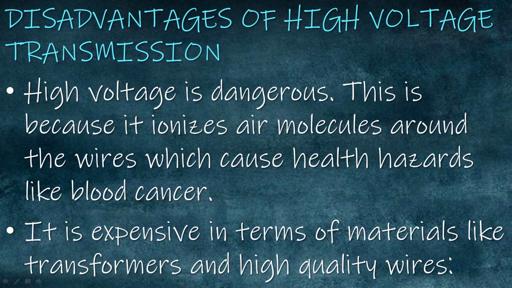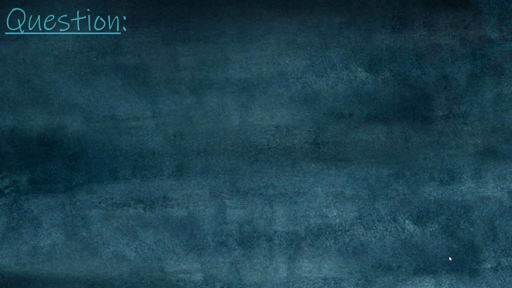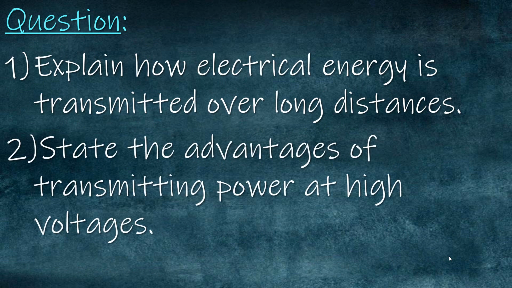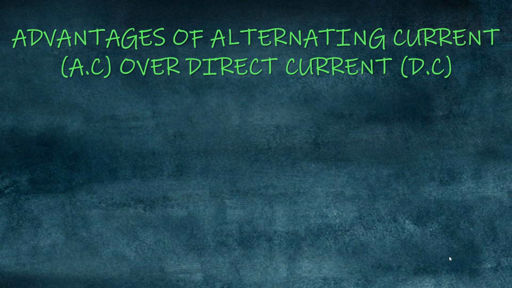By the way, aluminium is not all that cheap. But we are saying it's expensive. You have to have transformers to step up that voltage, so it makes it expensive. A question: explain how electrical energy is transmitted over long distances. Number 2, state the advantages of transmitting power at high voltages. Those are your own questions.